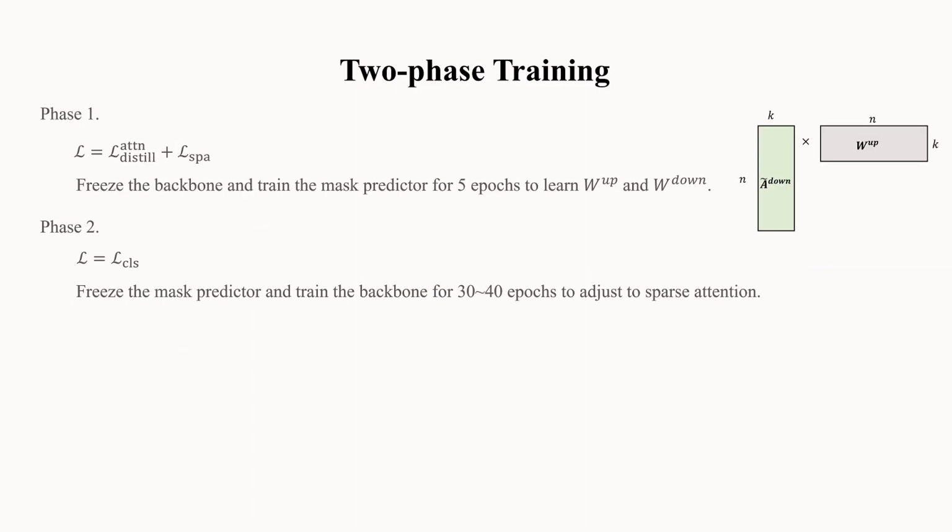To improve the speed of convergence, we propose a two-phase training strategy. In the first phase, we freeze the backbone model and train the mask predictor with attention distillation loss and L2 regularization only. We found that this setting helps the mask predictor to learn the up-project basis matrix quickly within 5 epochs. After the first stage of training, we apply a threshold on the learned basis to prune noisy values. In the second phase, we freeze the connectivity mask predictor module and fine-tune the backbone for another 40 epochs.